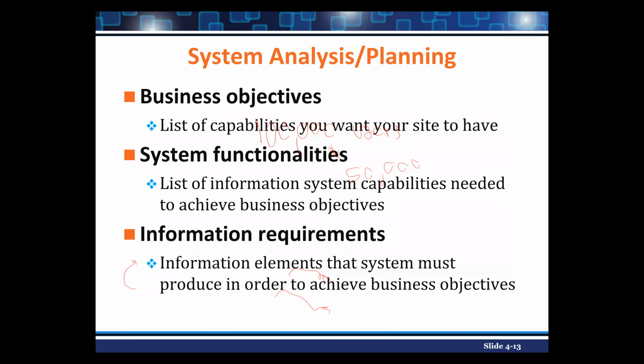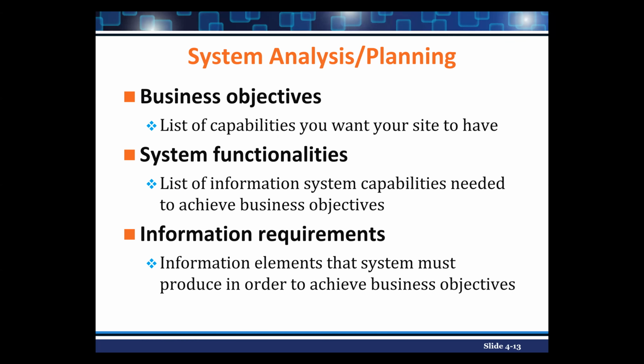After that, for the phase of system analysis and planning, we have to think of the business objective, a list of capabilities you want your e-commerce to have. Next, apart from the business objective, you have to list the system functionalities, the list of information system capabilities needed to achieve the business objective. What capabilities does your information system need to have in order to support the business objective that you set up?